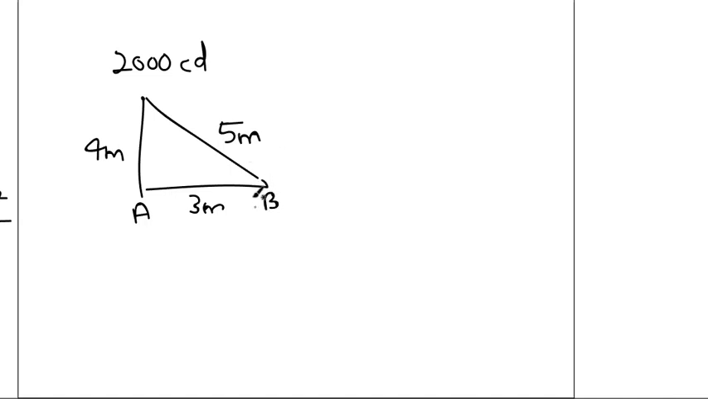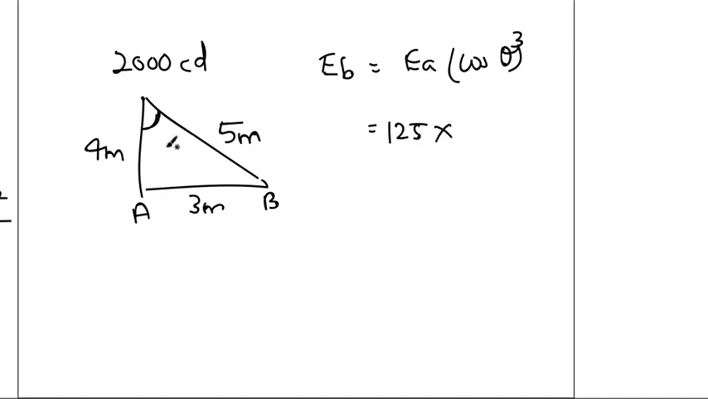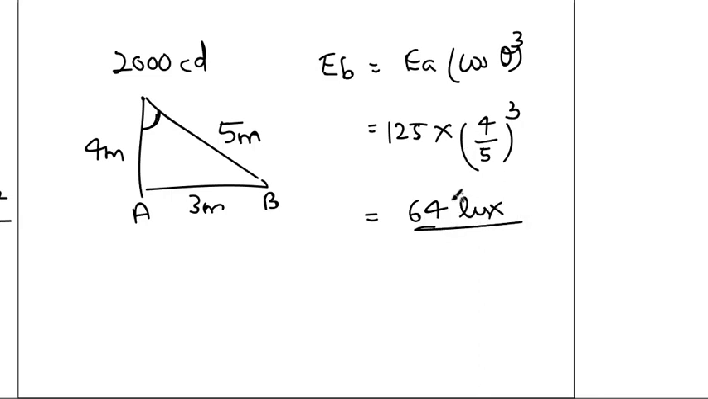So if I have to directly calculate illuminance at B, my EB becomes EA cos theta the whole cube, and theta I know, it's 4 by 5, adjacent by hypotenuse. So EA I already know, that is 125, into 4 by 5 the whole cube. If I solve this, I will get the same answer, 64 lux. So this is another shortcut technique to find it.